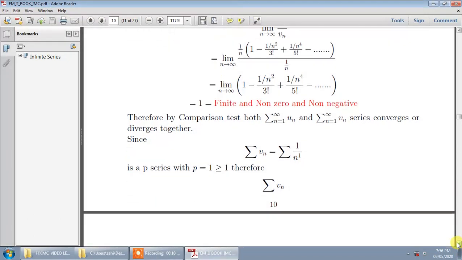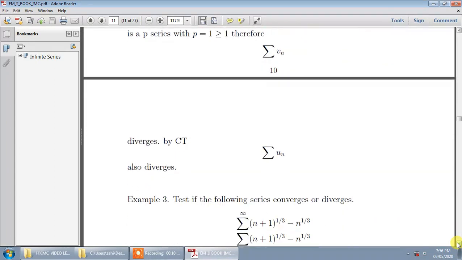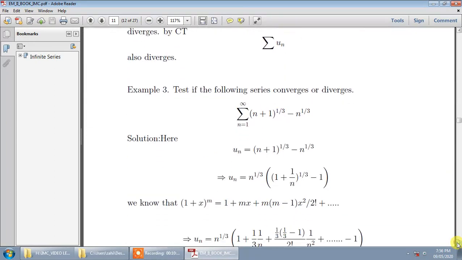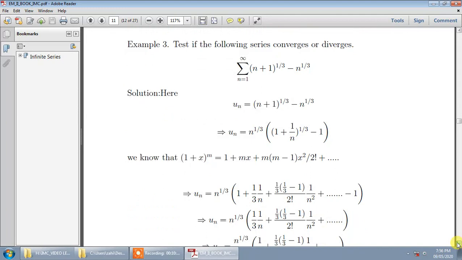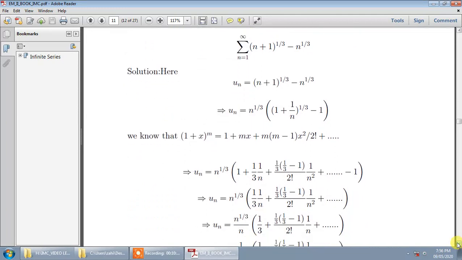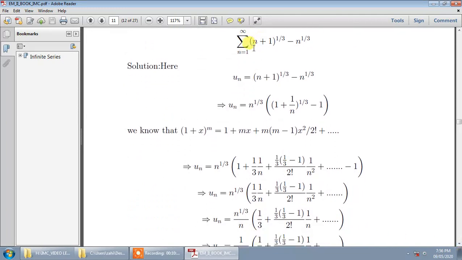Okay, now third problem. Again same question, same type of question. So suppose again you have summation n from 1 to infinity, n plus 1 raised to 1 by 3 minus n raised to 1 by 3. So again what will be my un? This is your un, ready-made un is given to you. So un is equal to n plus 1 raised to 1 by 3 minus n raised to 1 by 3.